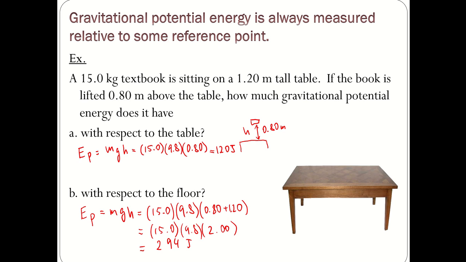Let's say if your table was on the 9th floor of some high-rise, and then you want to find the potential energy above the ground level, then you have to add 9 floors plus the 2 meters that you lifted it, and then you can find the potential energy in that case, right? So it really all depends on what's your reference point. So this is, again, one way we can find potential energy just using the equation.